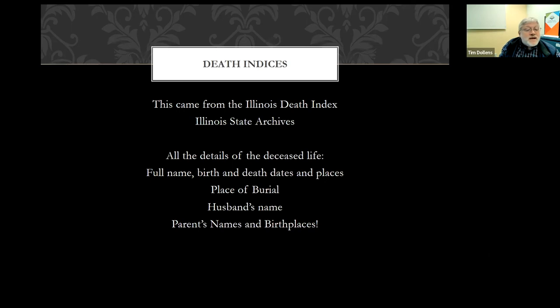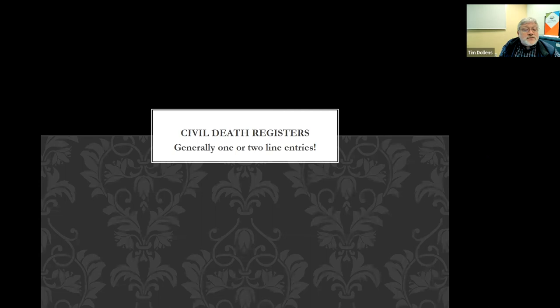Death and disease, again: place of burial, spouses' names, and then parents' names, and sometimes their birthplaces. Iowa has a wonderful record source on theirs. It includes every time a person has, even the census records, if a person's living, it tells their parents' names, including their mother's maiden names. Okay, civil death registries.